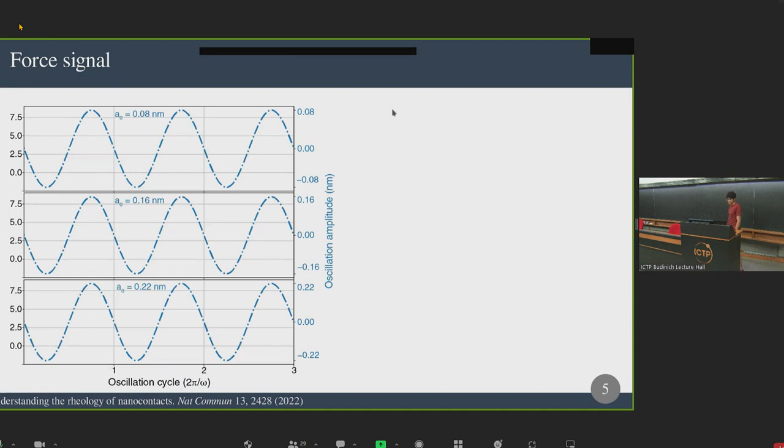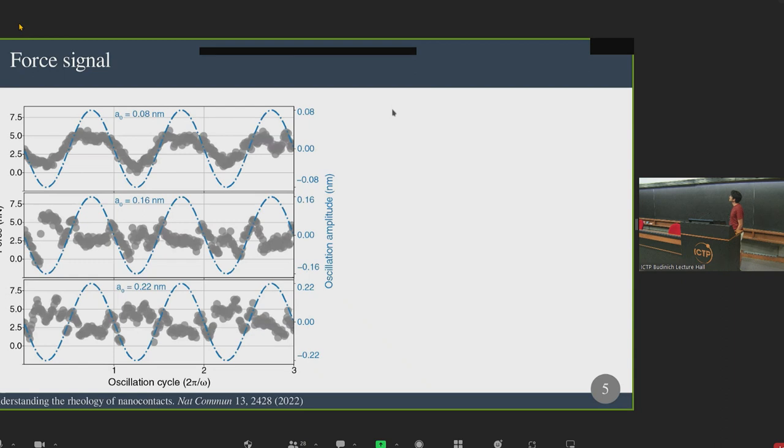in these plots I'm showing you the oscillation. The top one is for the small oscillation amplitude, and the further down you come, the larger the oscillation amplitudes. This blue dashed line is the oscillation that we apply to the system, and these data are what we read from the force between the two slabs. In the top one, which is the elastic one, if you fit a sinusoid, it goes in phase with the oscillation, which means we are in the elastic regime. But in the lower plot, with larger oscillations, the fit gets a little out of phase, and that's exactly what we are looking for.